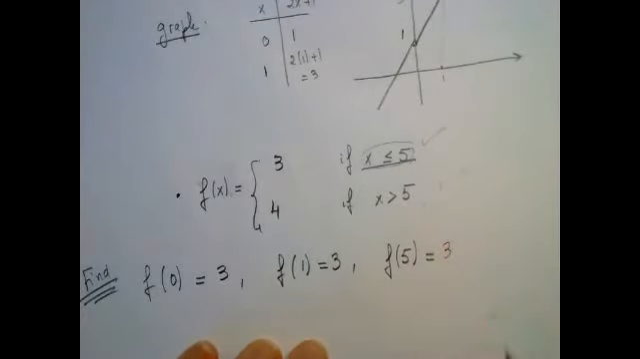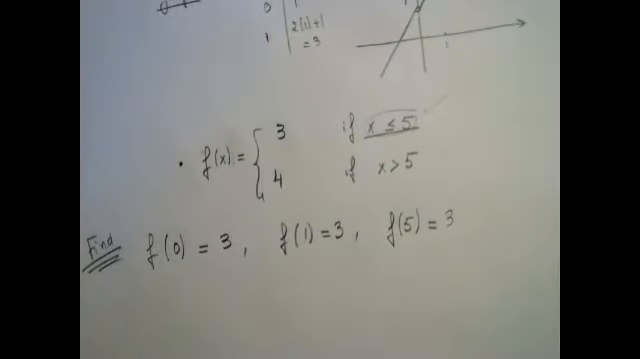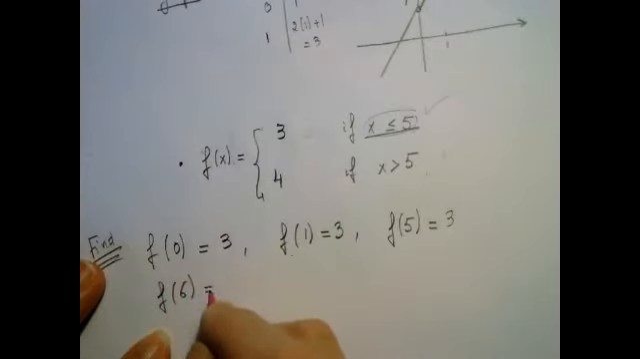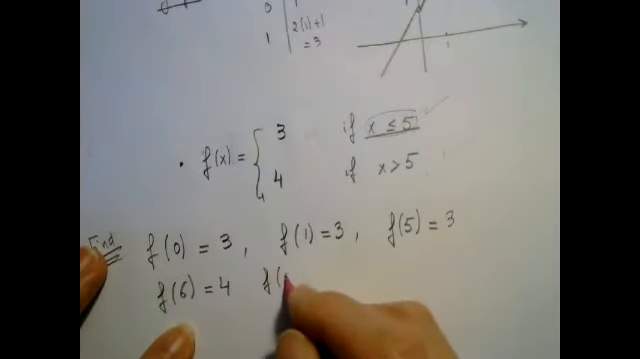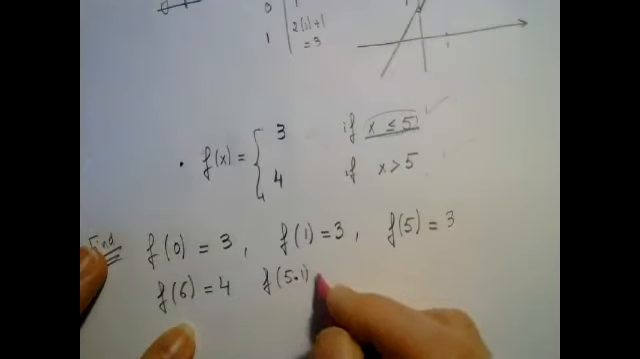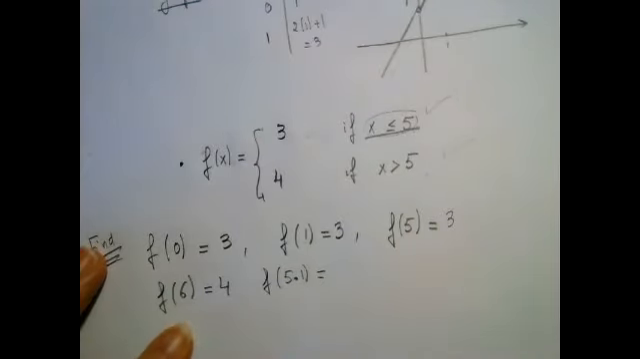So that's what the piecewise defined function is about. The rule depends on your input. So now, I think all of you know what I'm going to ask. What is f of 6? Now f of 6 is 4. What is f of 5.1? Oh, why not? 5.1 is a number. What's f of 5.1?